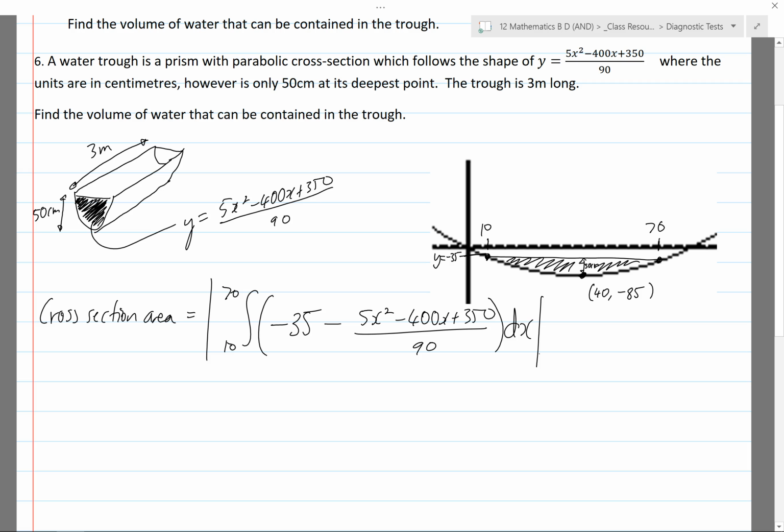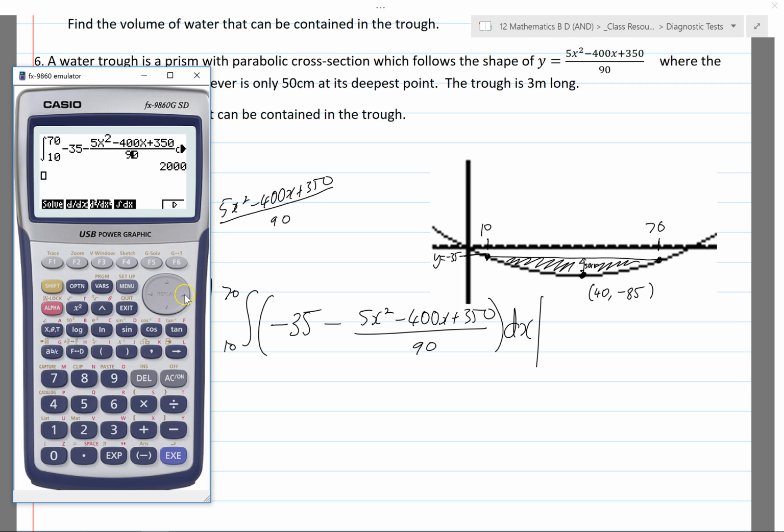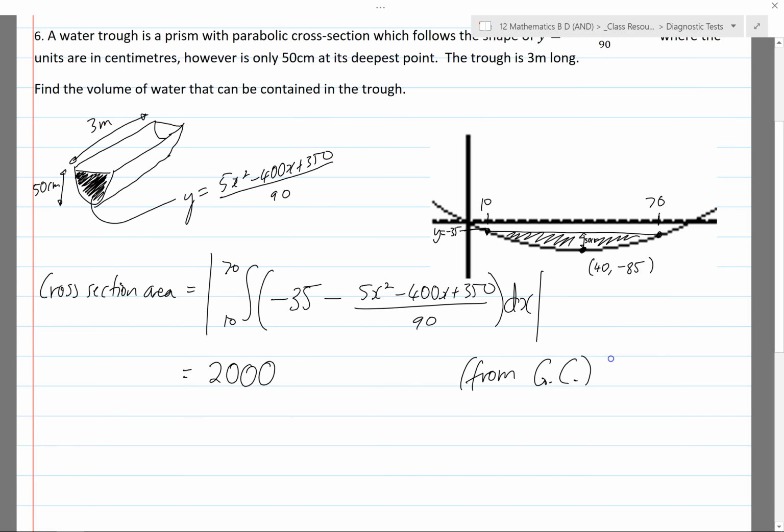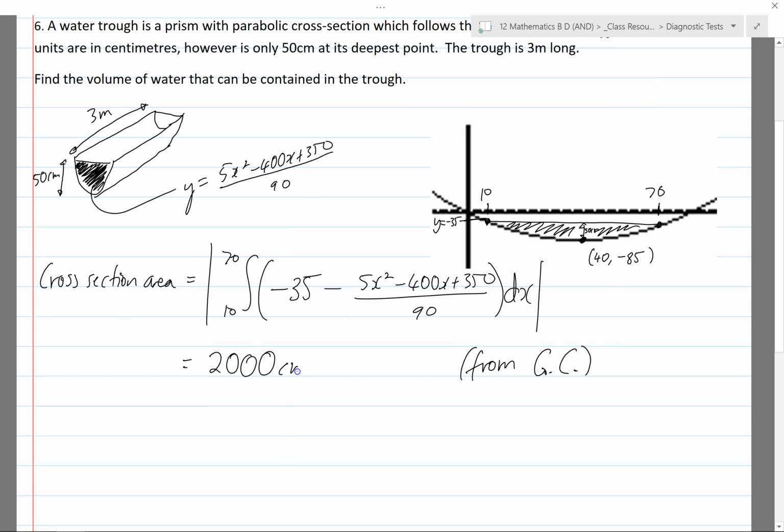Since I'm in maps land, I'll do the integration on my graphics calculator and type the whole function in, make sure I've got the dx at the end, and put in my bounds. I'll get 2000 as my cross-sectional area. Okay, I'll state that this is from the graphics calculator, and the units of this, since everything's in centimeters, is centimeters squared.